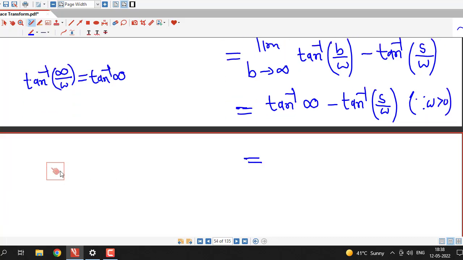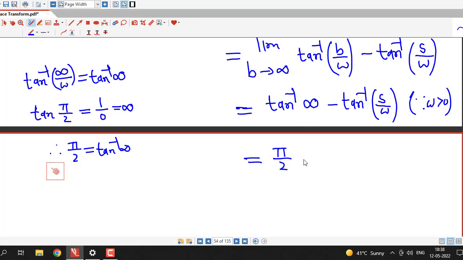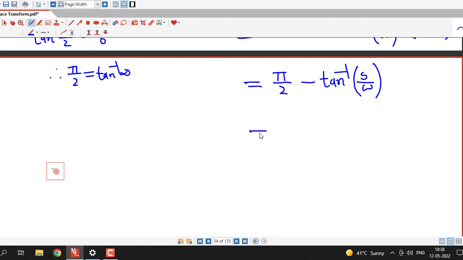And we know that if we find the value of the tan function at pi by 2, then it is sin pi by 2 divided by cos pi by 2. Sin pi by 2 is 1, cos pi by 2 is 0, and this is infinity. Therefore if we take the inverse function, then tan inverse infinity is pi by 2. So we can write tan inverse infinity equal to pi by 2, minus tan inverse of s divided by omega.